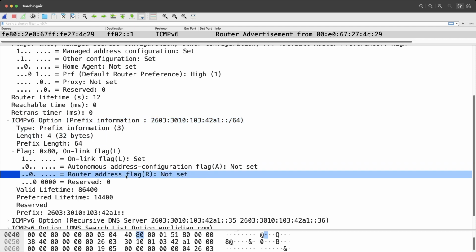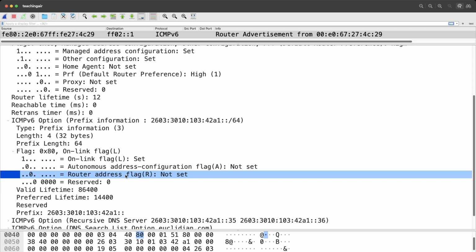Then the router address flag. I mentioned earlier this idea of mobile IP. So when I told you, if I now move to a different network, I have to notify my home router that, hey, please forward all traffic for my IP address to this new network. In order to do this, I need to know the publicly routable IP address of my router.